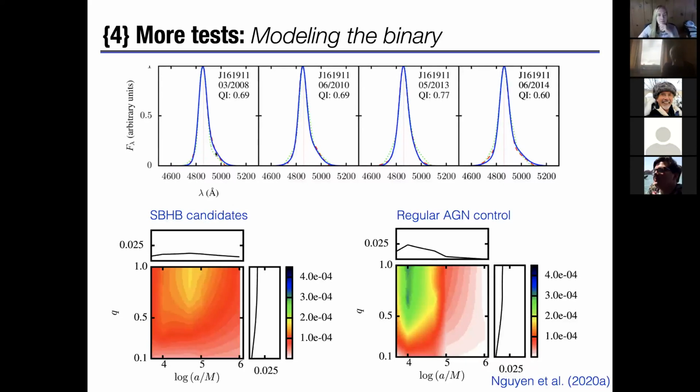So once you've matched these profiles, you can ask what the properties of the binary were that made such a profile. And you can map the profiles back to physical properties of the binary. So that's what he's done. And you can see here the mass ratio versus separation that is implied in this kind of analysis. And it's suggesting mass ratios that are relatively high.